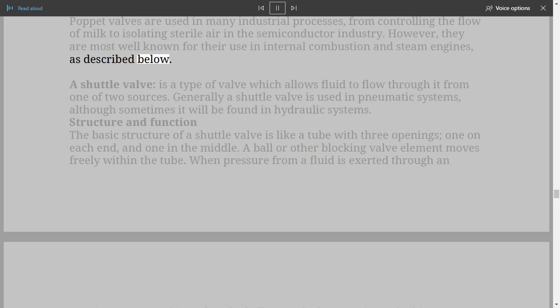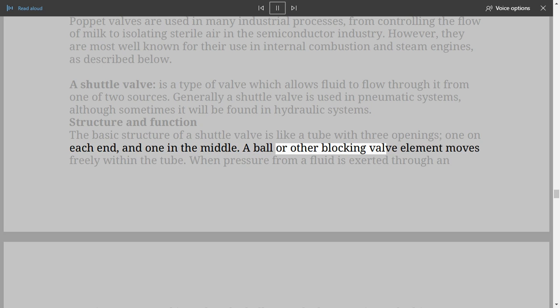A shuttle valve is a type of valve which allows fluid to flow through it from one of two sources. Generally, a shuttle valve is used in pneumatic systems, although sometimes it will be found in hydraulic systems. Structure and function: the basic structure of a shuttle valve is like a tube with 3 openings, one on each end, and one in the middle.